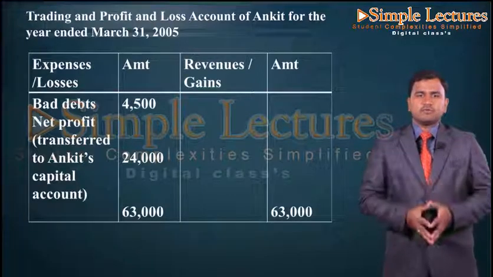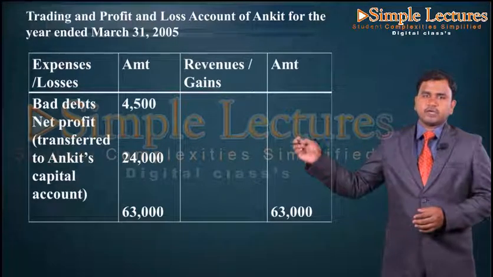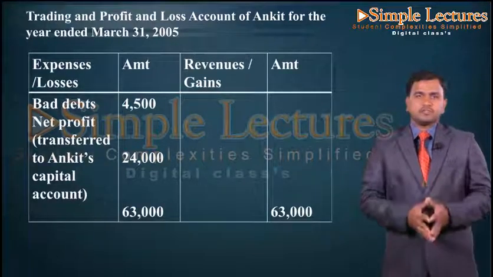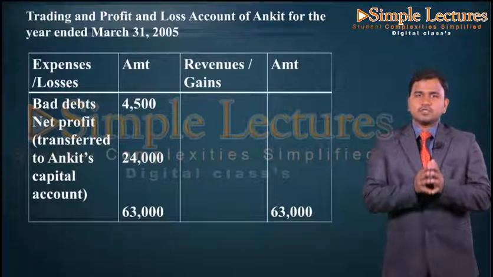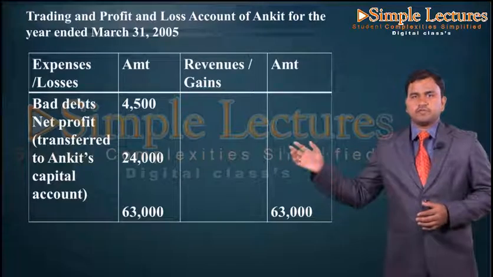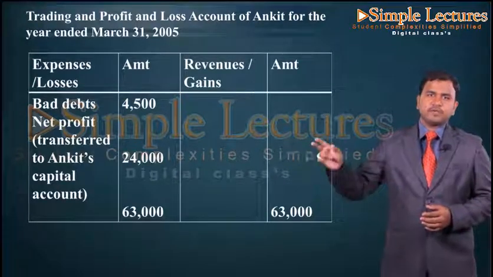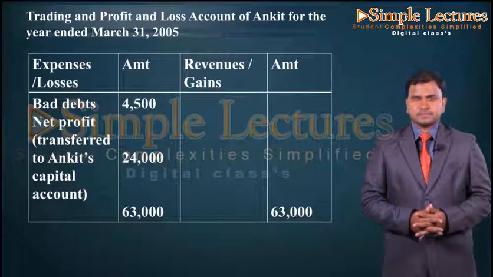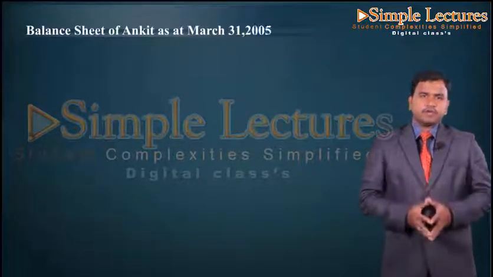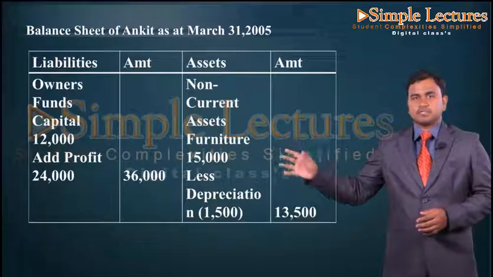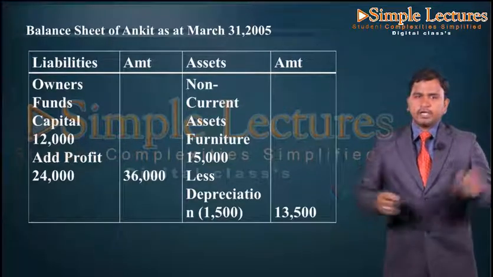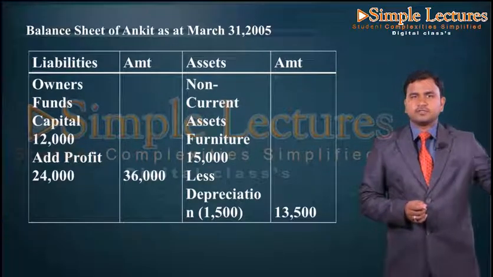Now let us look at the profit, which will become 24,000. In the previous session we had a profit of 25,500, but because of adding the depreciation, the profit became 24,000 here, and the same will appear in the balance sheet. Now coming to the balance sheet of Ankit, which we have already prepared, all the entries will remain the same, only 1,500 we are going to deduct for depreciation, and the net profit we have, we are going to add to the capital.